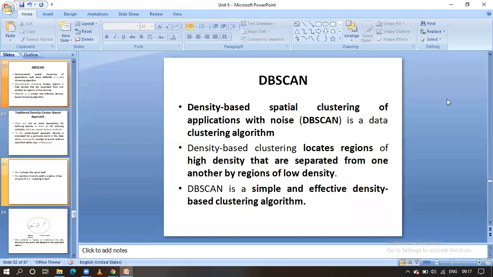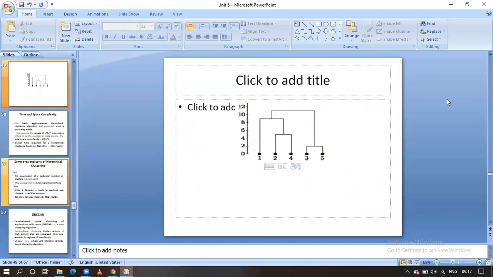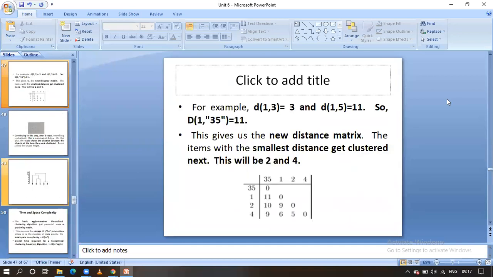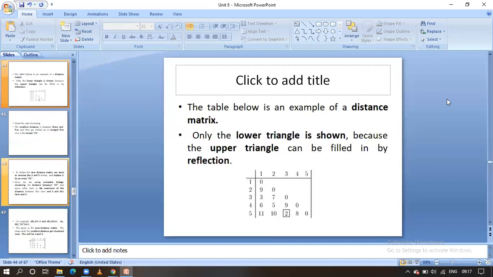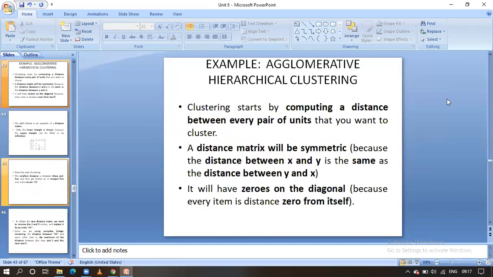Guys, good morning. In the previous class, we discussed the 16th topic, agglomerative hierarchical clustering, which is one type of hierarchical clustering. I want to revise the previous class in 5 minutes. If anybody did not understand it, have a glance at this.